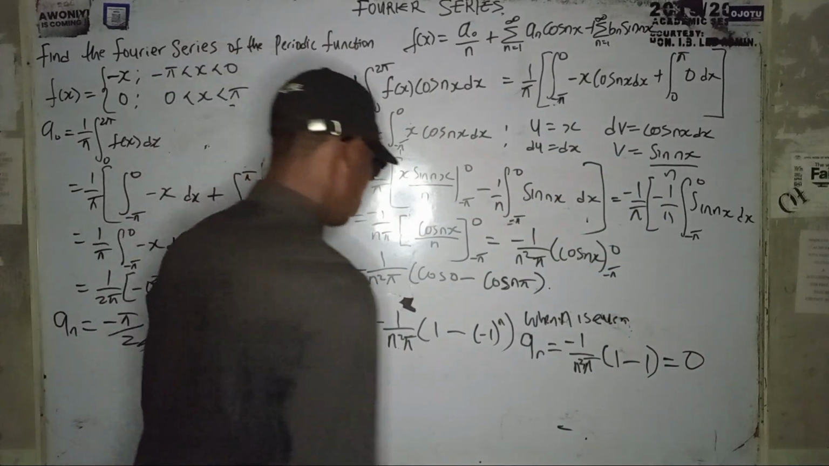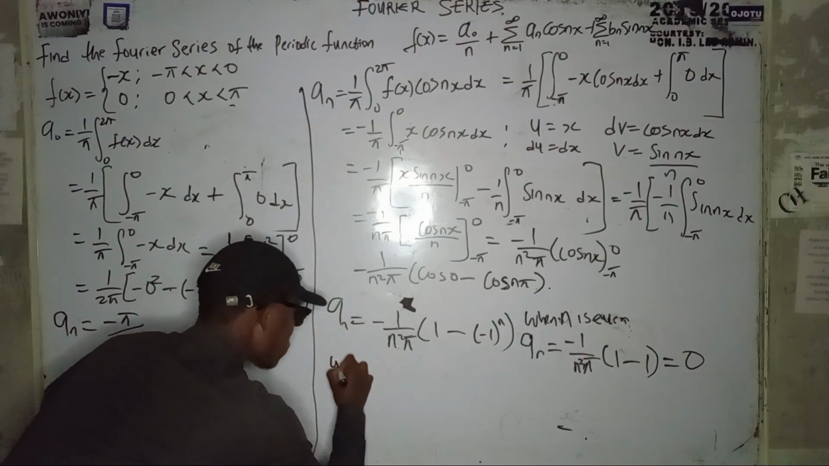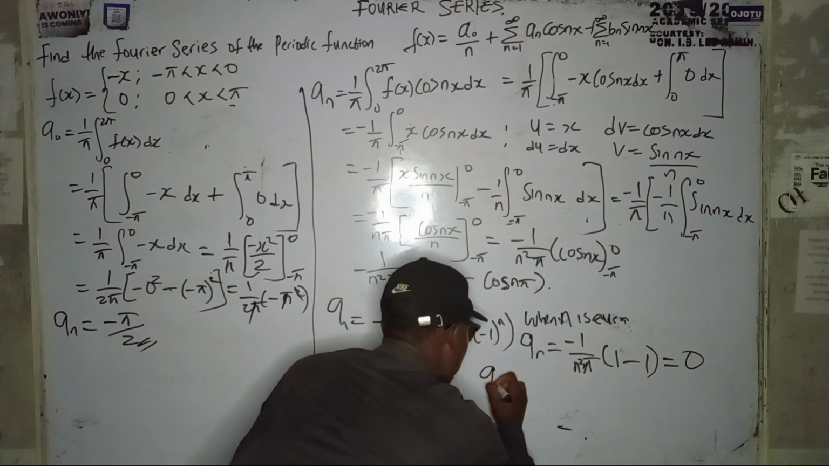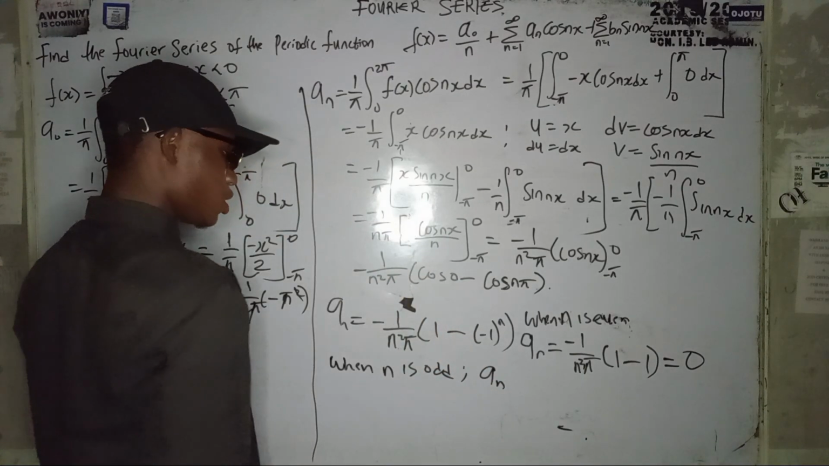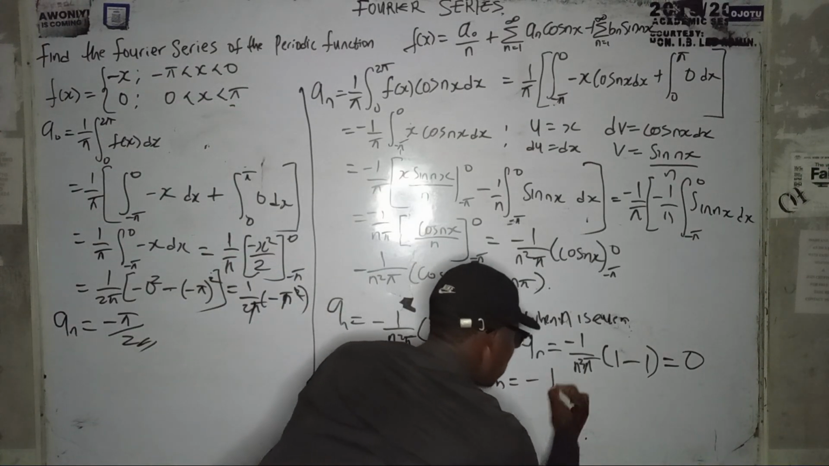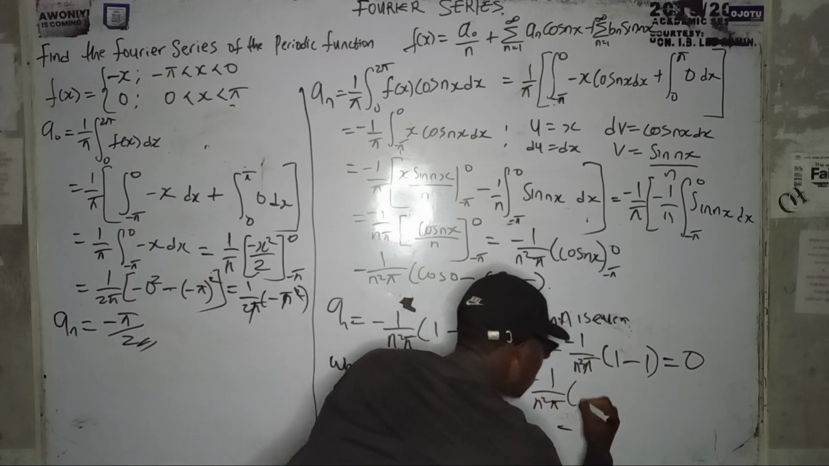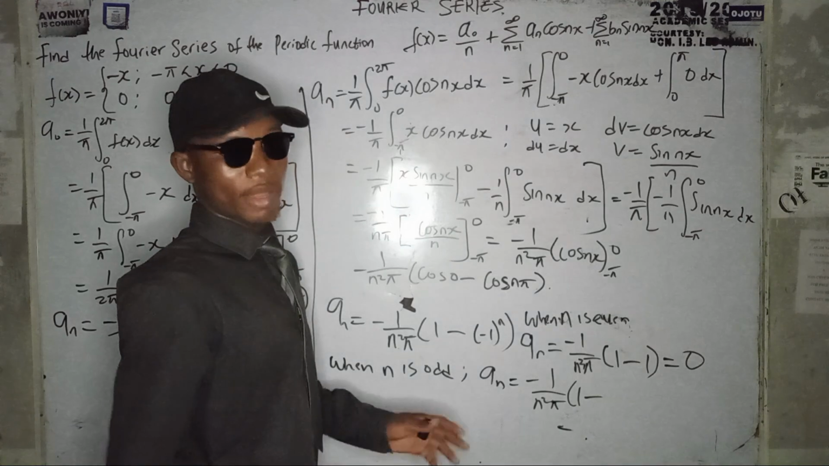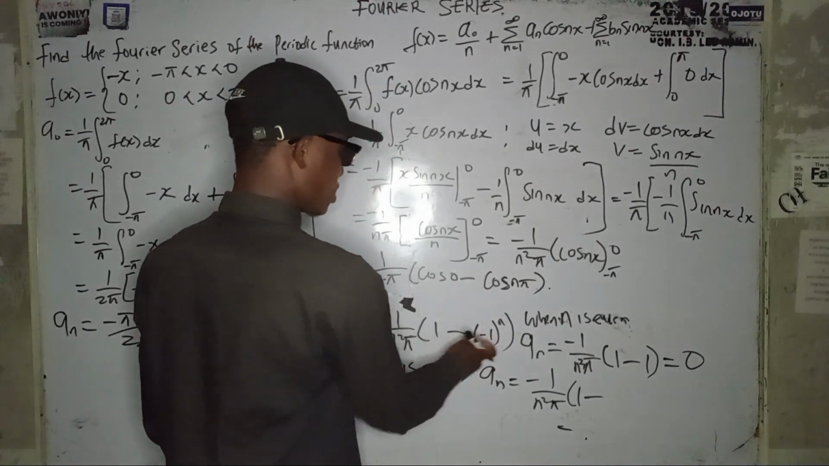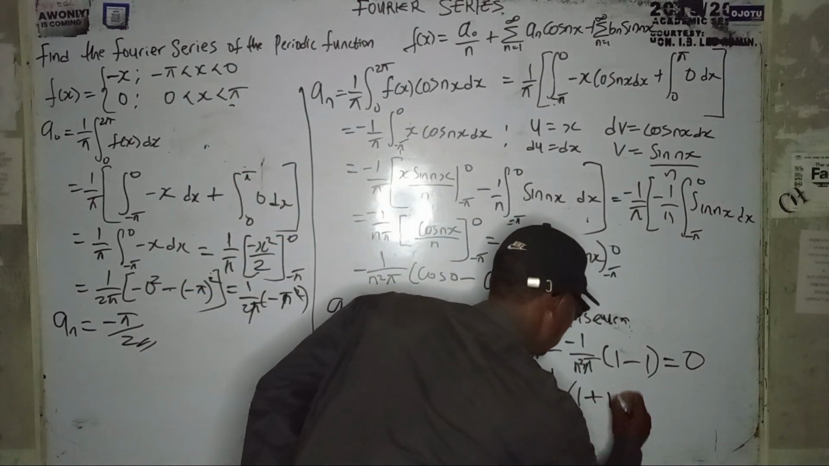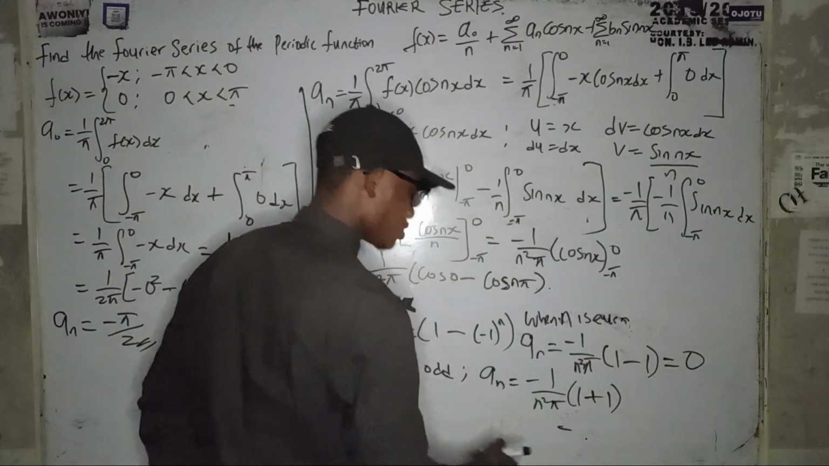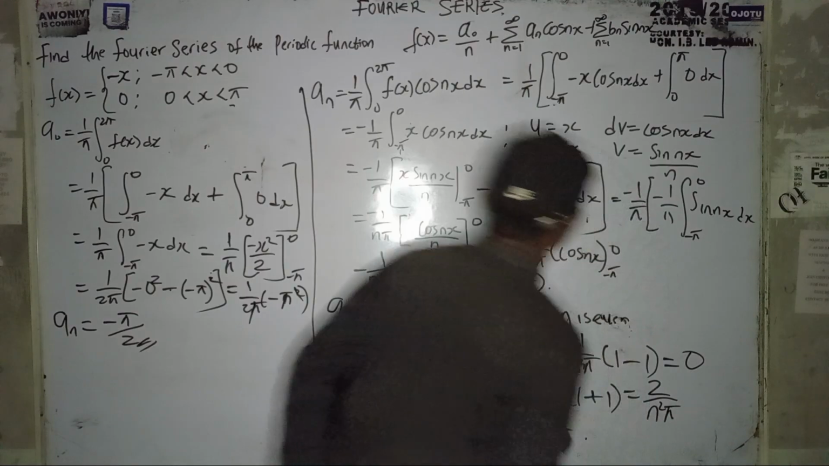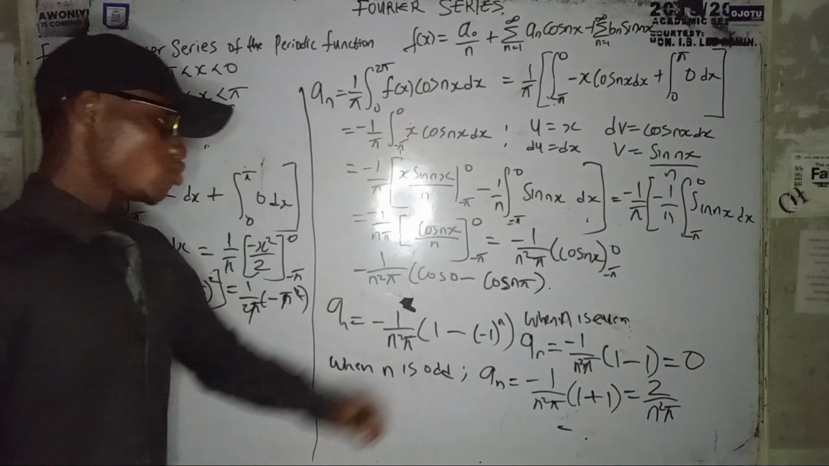So also we are going to calculate for when n is odd. We have a n equal to minus 1 over n squared pi into brackets 1 minus, now if n is odd, minus 1 to the power n is still minus 1. So the minus will multiply the minus, and it will become plus 1. We close the bracket. So we finalize this, and this is going to be equal to 2 over n squared pi.